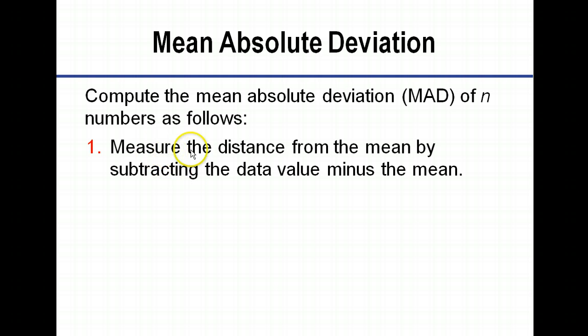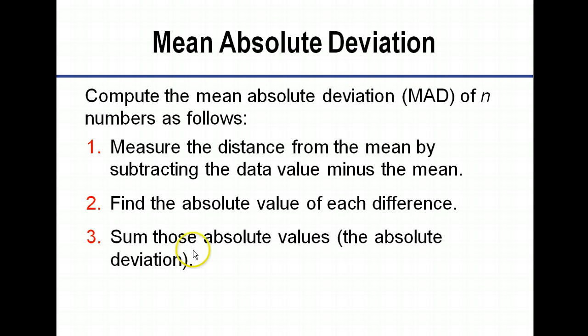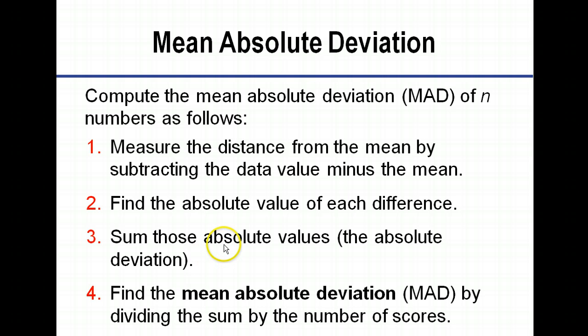So the steps we're going to produce are the following. Measure the distance from the mean by subtracting the data value minus the mean. The second step is to find the absolute value of each difference. And the third is to sum up those absolute values. This is called the absolute deviation. And the last is to find the mean absolute deviation by dividing the sum by the number of scores, right? Just finding the specific mean itself by dividing by the number of things you added.